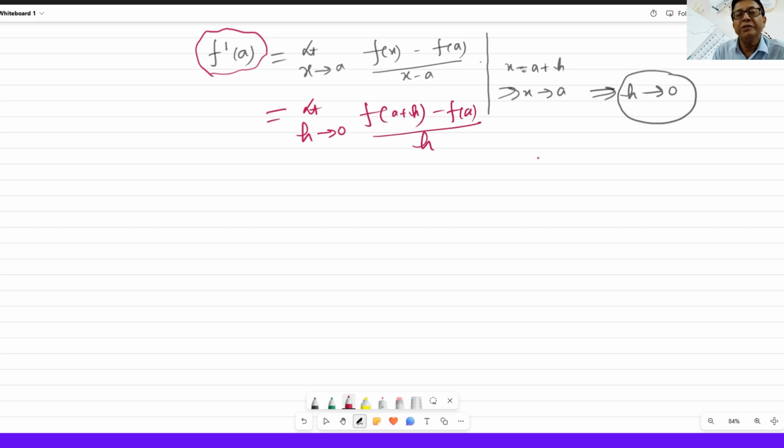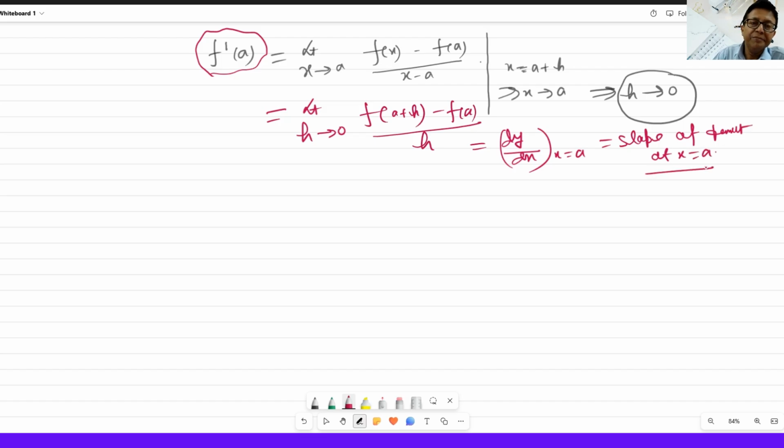Geometrically, this will represent dy by dx at x equal to a, and this is basically the slope of the tangent at x equal to a.